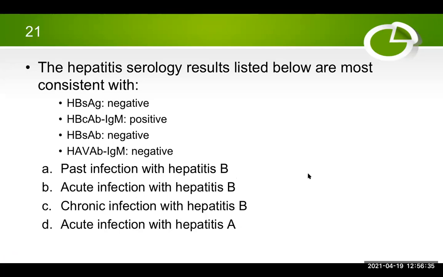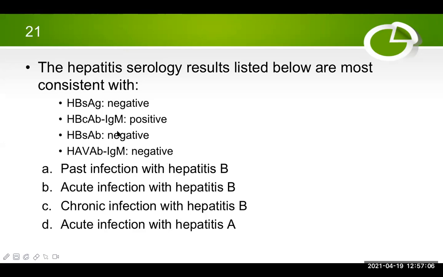Sir, B, acute infection with hepatitis. Yes, so he is going for acute infection with hepatitis B. That's B option. Okay. Why did you choose that option? Give me one reason. Sir, because the core antigen is present in the acute infection, and after some weeks, the hepatitis surface antigen will be positive. Okay.